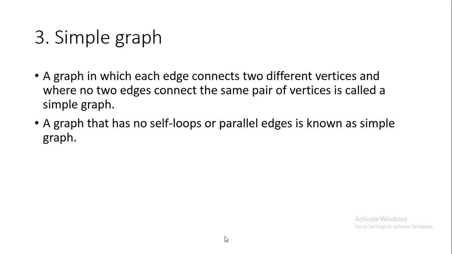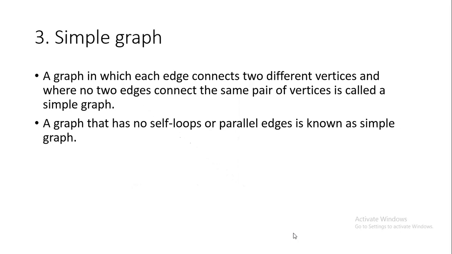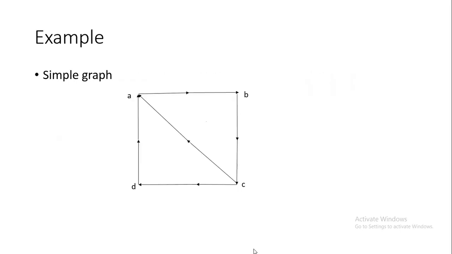See here one example of the simple graph. Here there are two different vertices for the edge AB. In this edge AB there are two different vertices. No two edges connect the same pair of the vertices, and the graph must not contain the self loops and the parallel edges. So here there are no self loops and no parallel edges. Then we can say that this graph is a simple graph.